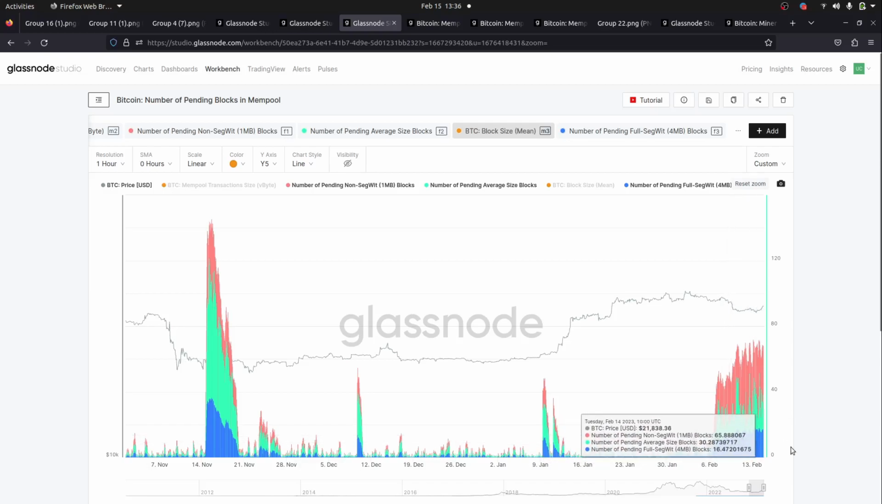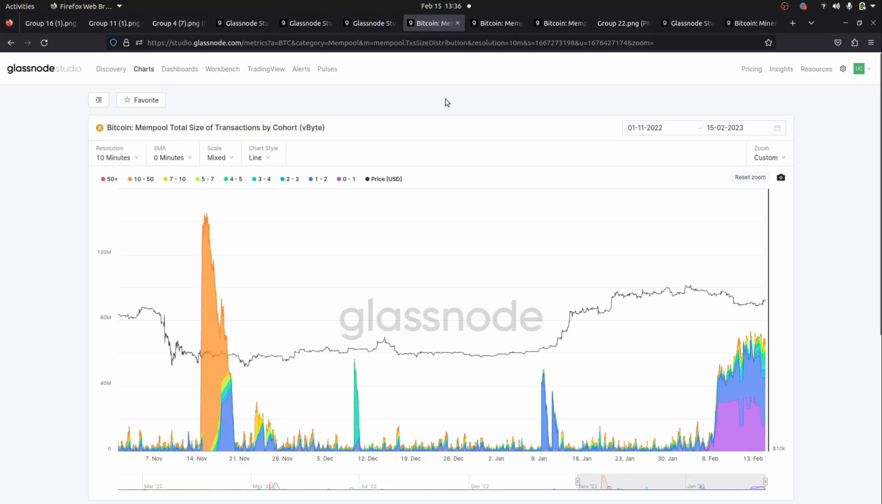This is now a multi-week sustained uptrend of usage of the blockchain, which is good to see, right? This is kind of on-chain activity 101. So we're seeing that there is congestion starting to build in the mempool. And as I've said many times, I think on-chain activity, even if it's coming in the form of inscriptions, is good. This is constructive. This is positive stuff.